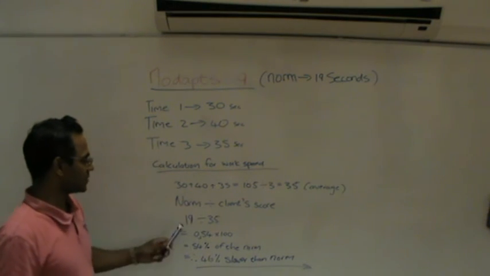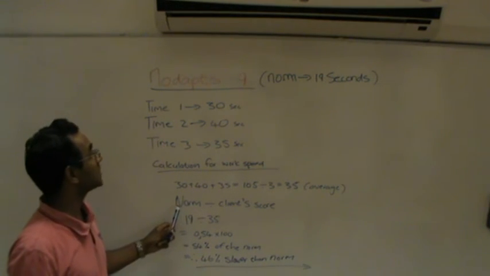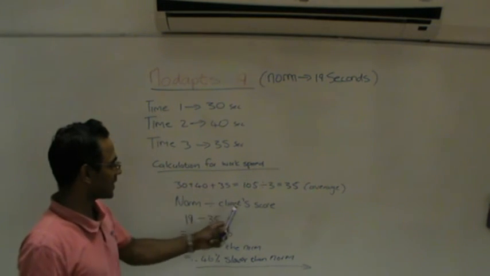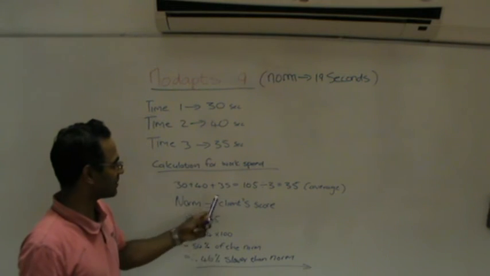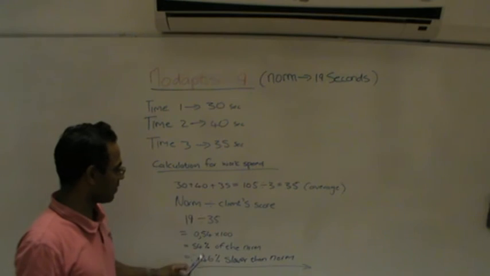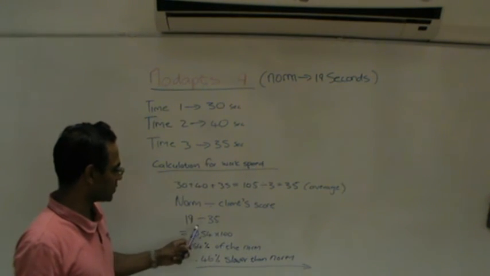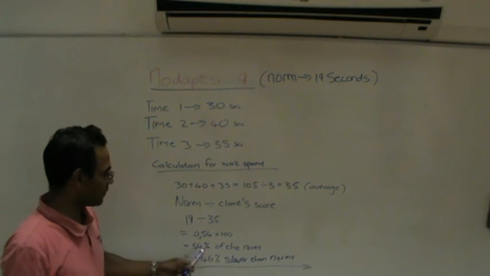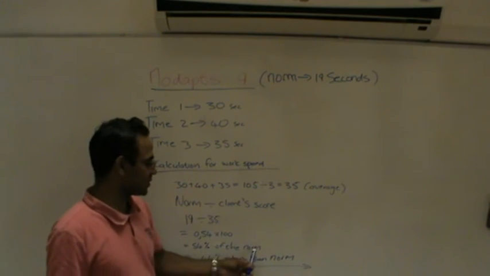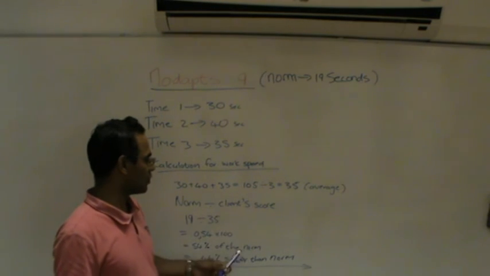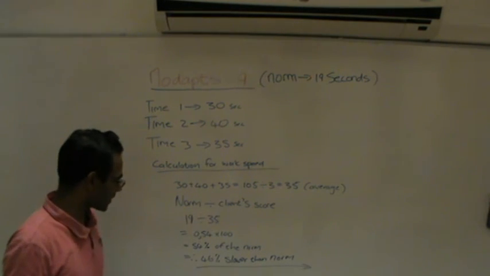Now what you do next is you take the norm for this particular test, MODAPTS 9. It would be 19 seconds, and you divide it by the client's average score, which is 35 in this case. So you'll get an answer of 0.54. And you want to get this into a percentage. So 0.54 times 100 gives you 54%. Now this means 54% of the norm. Your client is performing at 54% of the norm, which was 19.